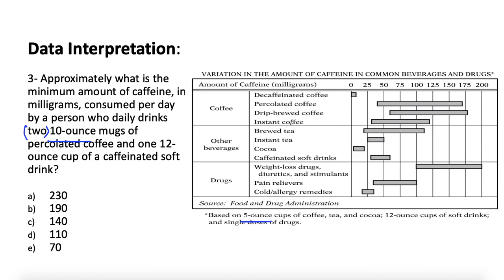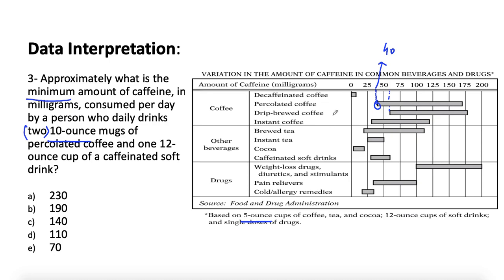So if we see the drip brewed coffee, and the question asks for the minimum amount, right? So what is the minimum amount of this? That will be something around here, and not this one. Oh yeah, this one, sorry, I got this wrong. Yeah, for this one, and this is approximately 40.